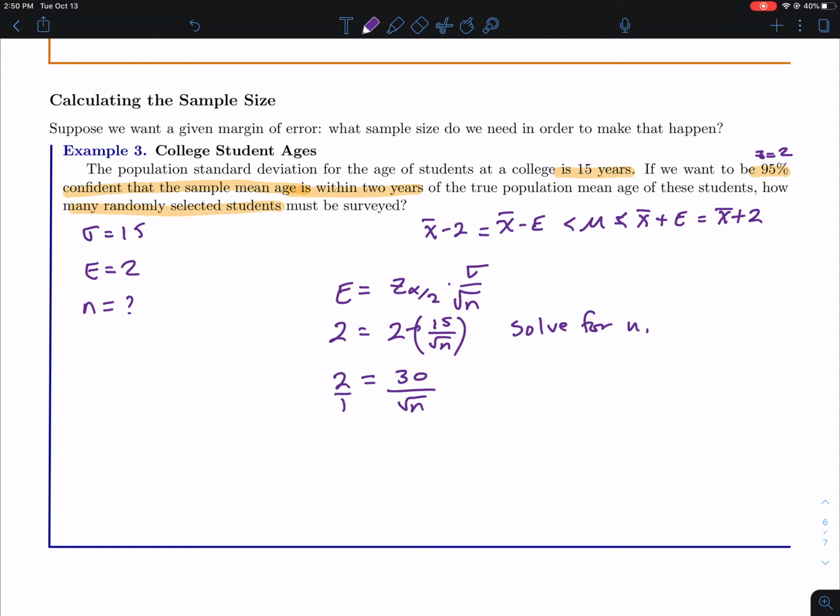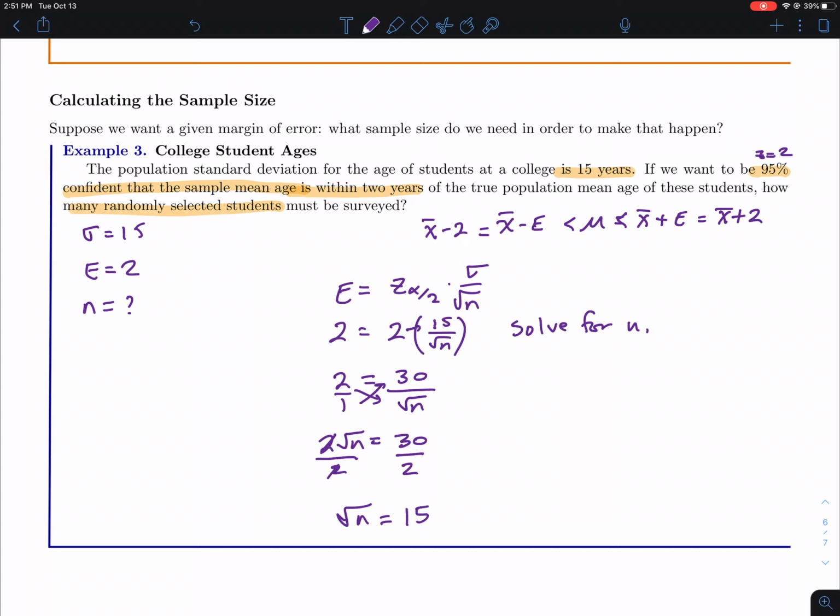And so now what we've got is a nice little fraction on each side. So if you remember, we can cross multiply these to get rid of that fraction. So in this case, 2 times the square root of n is still going to be 2 square root n. 1 times 30 is just going to be 30. And then from here, we're trying to get n by itself, but ultimately we need to get square root of n by itself first. So we can divide both sides by 2. And so now we're left with square root of n equals 15.